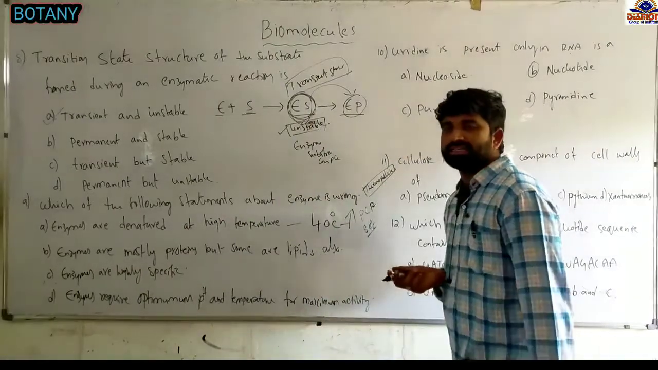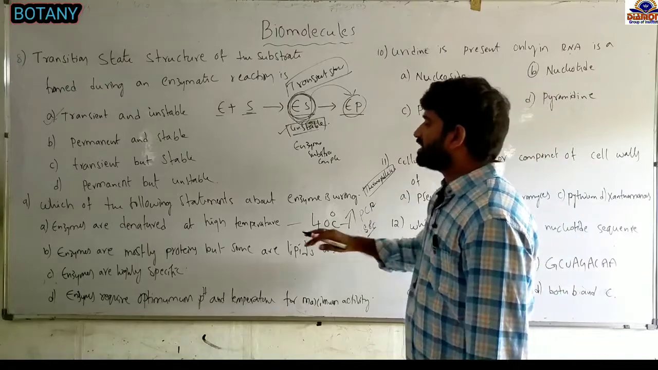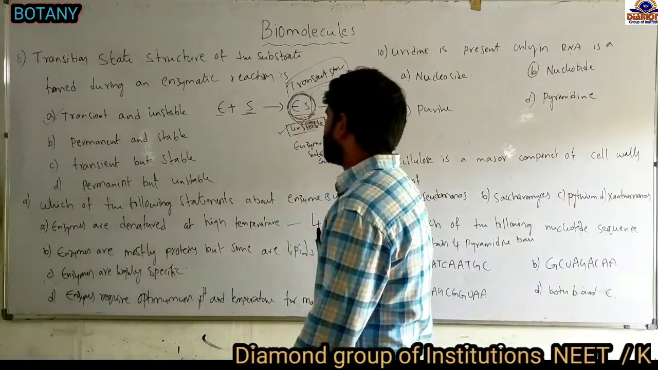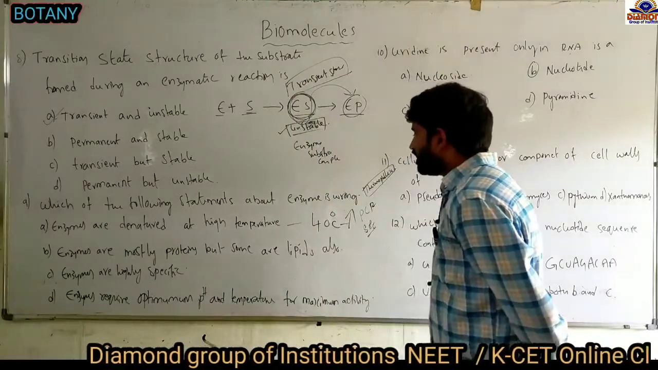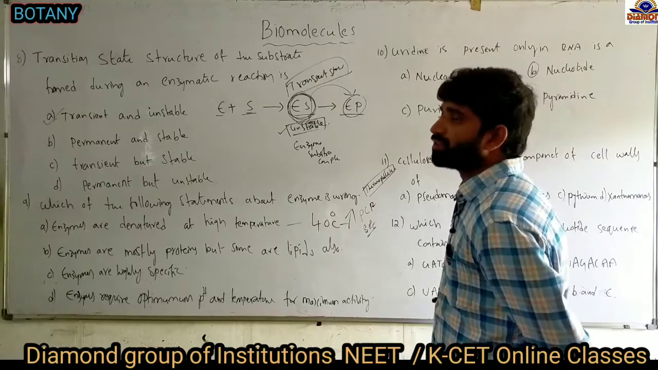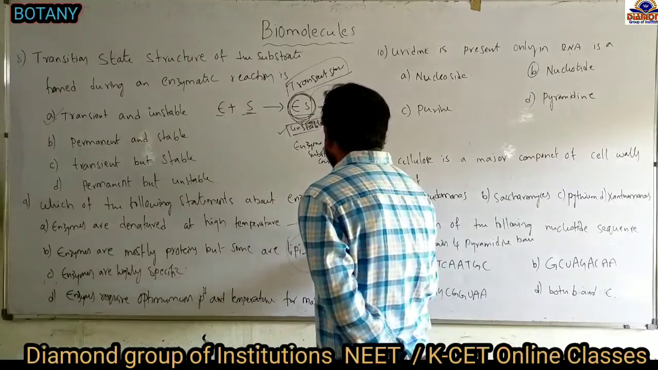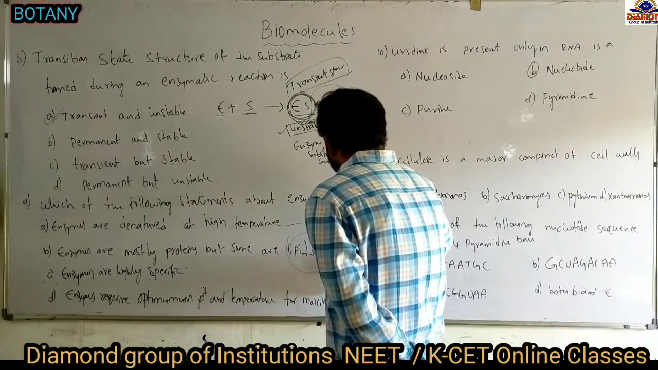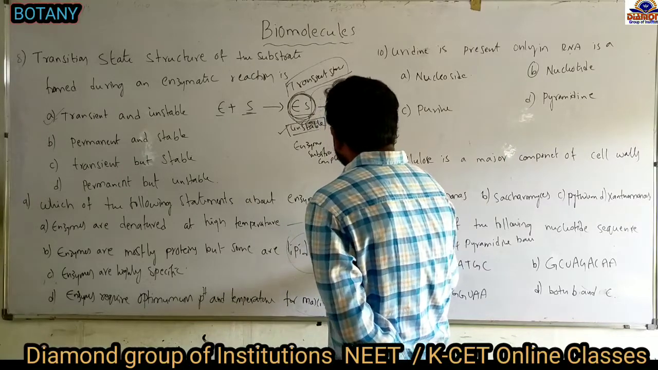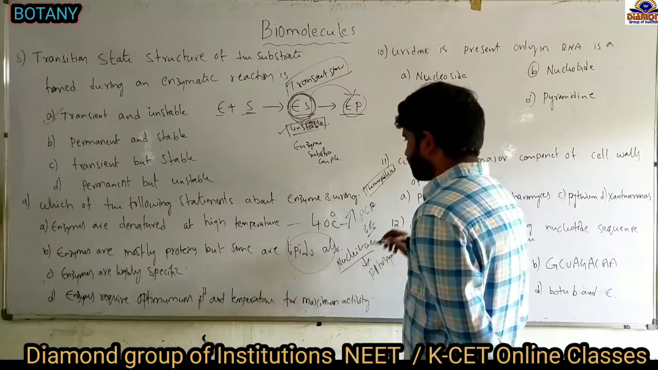So enzymes are denatured at a high temperature. If the temperature is increased, the activity of the enzyme stops. That's called denaturation of enzymes at high temperature. And enzymes are mostly proteins, but some are lipids also. All of the enzymes are mostly proteins, but some of the enzymes are nucleic acids. That nucleic acid enzyme is ribozyme.